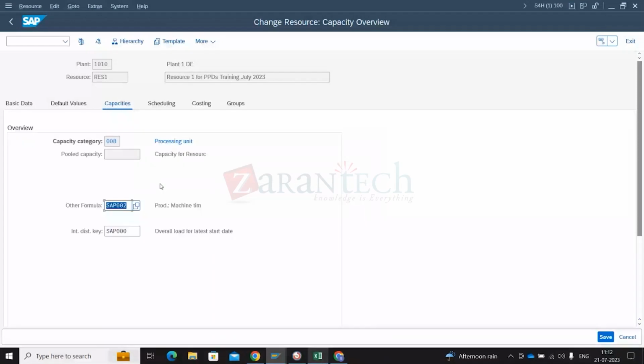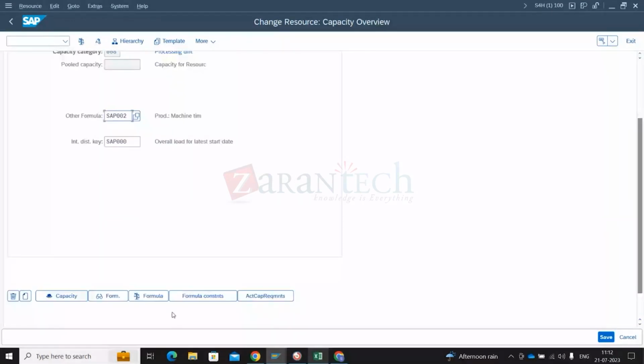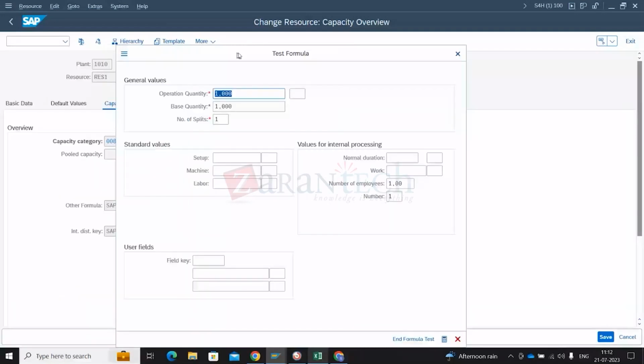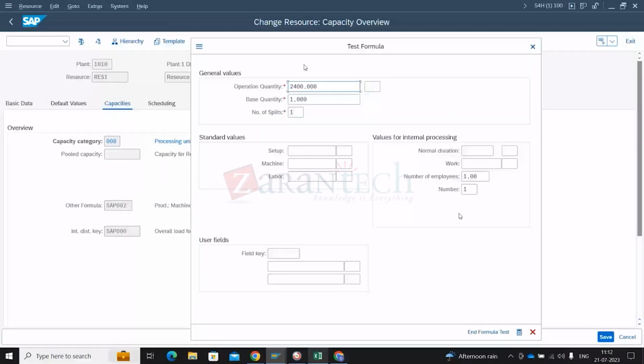Okay. Select the formula and here's test the formula. Now, as per the formula, say I need to produce, let's make it simple, 1000 quantity. Base quantity is 10. And I need machine time of 1 hour to produce base quantity of 10. You're following me, right? So you have a base quantity of 10,000. You have machine hour. This is hour, right?